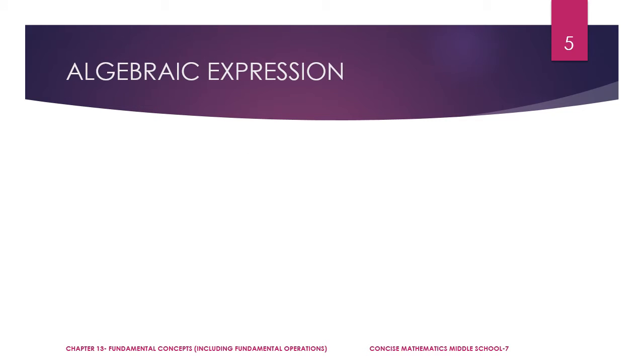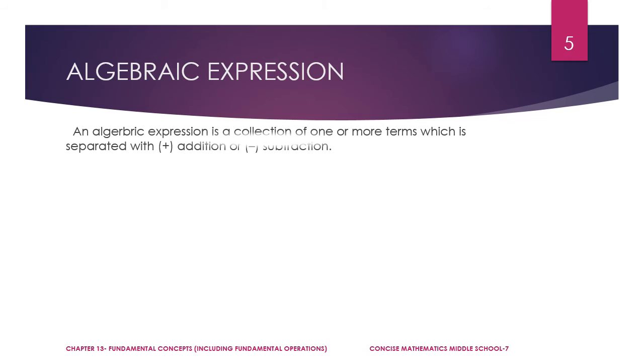Next, what is an algebraic expression? An algebraic expression is a collection of one or more terms. It may contain one term or more terms, and they are separated only with a plus or minus sign. In an algebraic expression, the terms are not separated with division or multiplication. It's a very important rule that you have to remember.